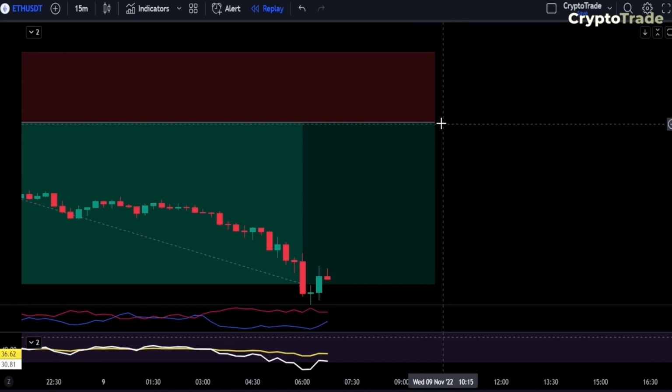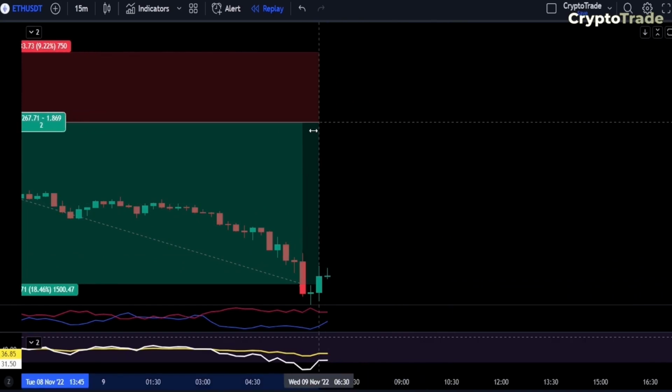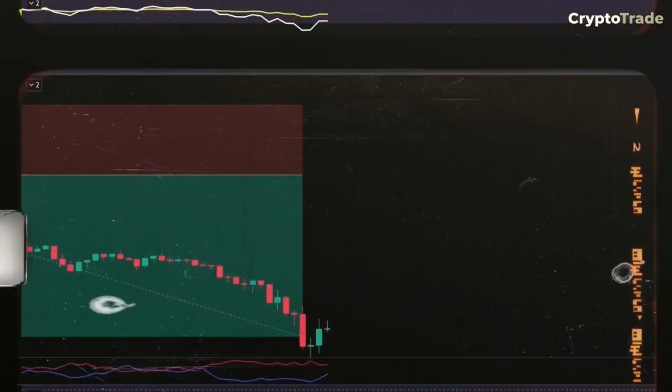The market has reached the target and the trade has been closed with profit. Let's look for next trade.